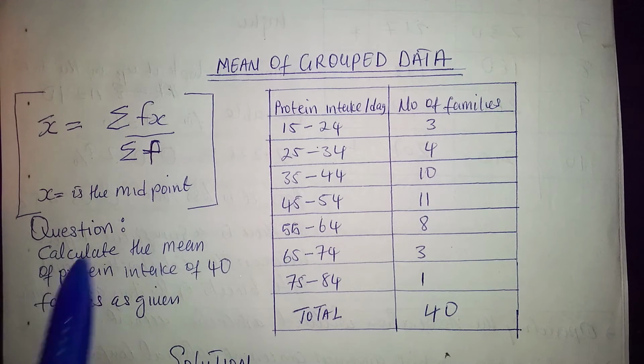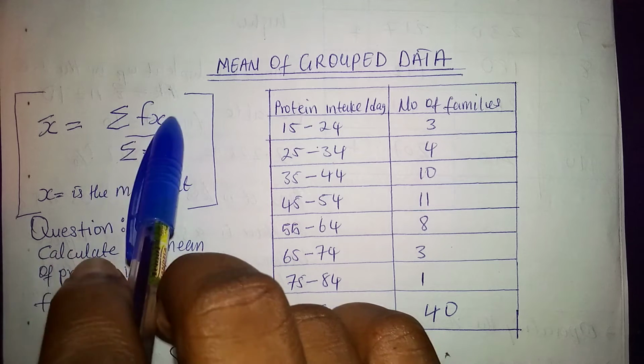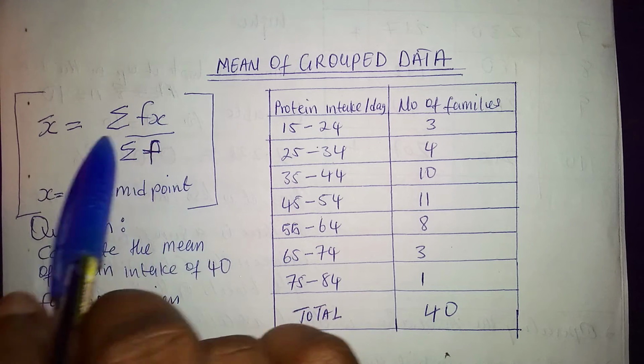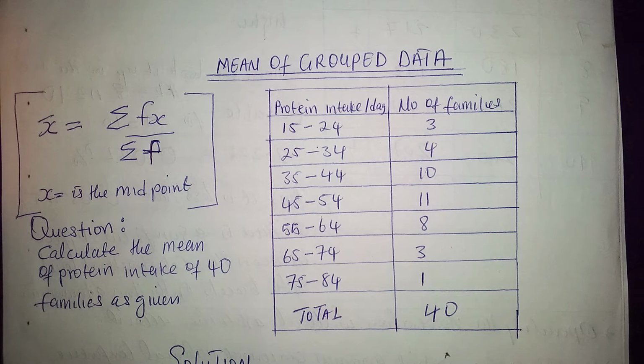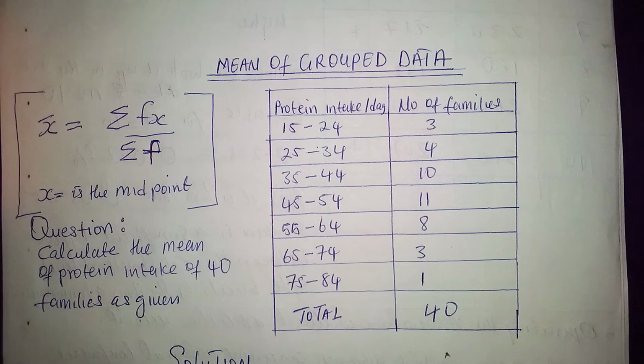We apply our formula. This is the mean: summation of frequency times the midpoint, all over the summation of the frequency. Already, the summation of the frequency, when you add all of this up, gives you 40. So let us begin to solve it now.